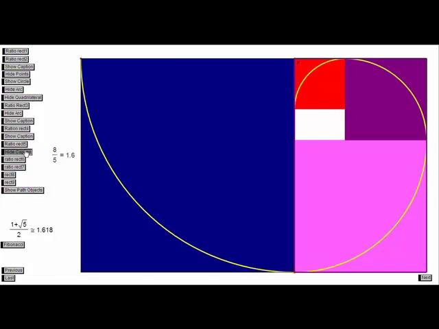Therefore, each time you construct a new square with the length of the shortest side of the rectangle, you will get a new golden rectangle. Now we have our golden spiral.